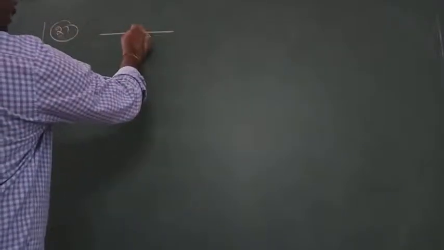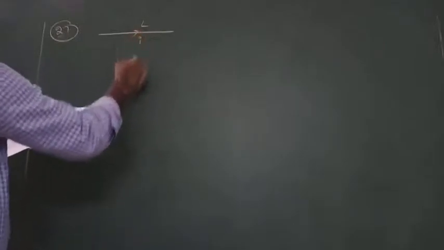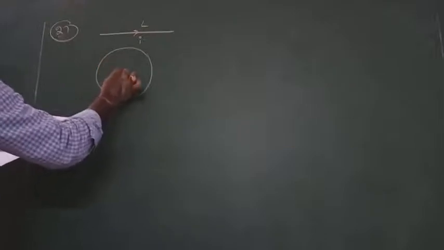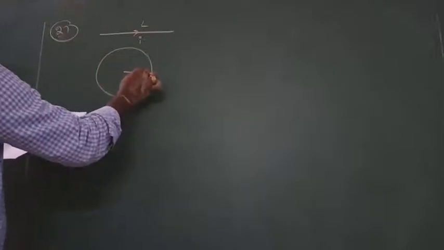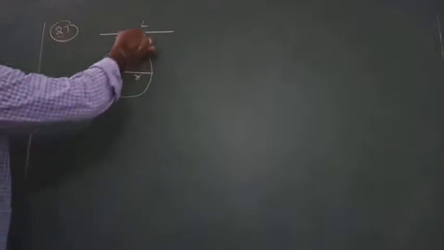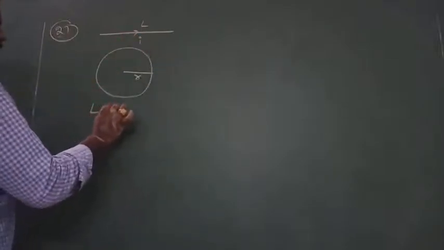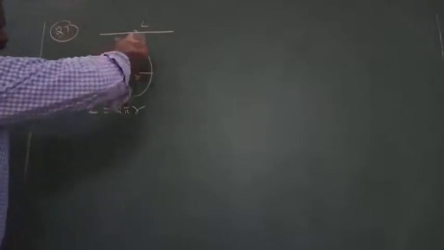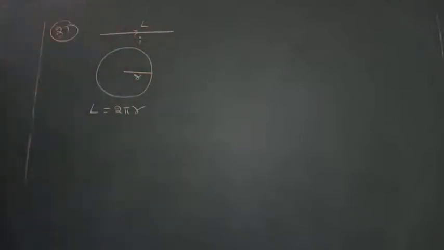The next one is problem 27. The length of the wire is L, carrying current I. It is bent in the form of a circle of radius r. So the length of the wire is equal to the circumference of the circle.